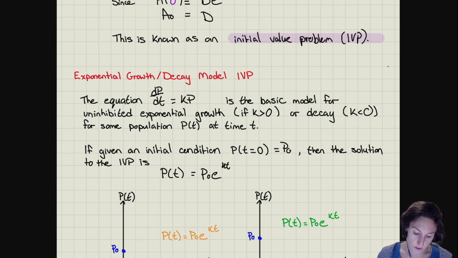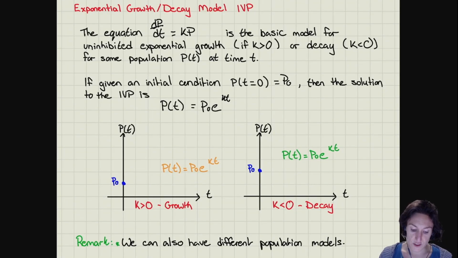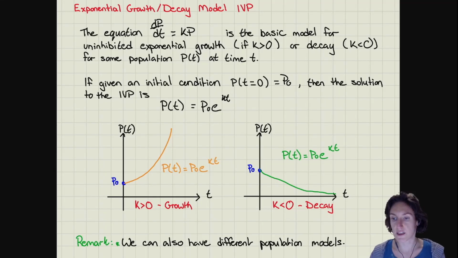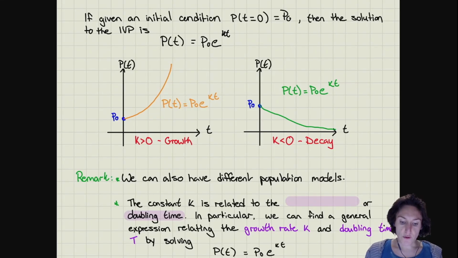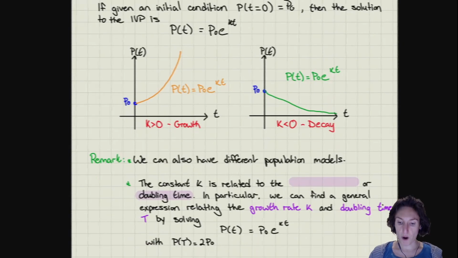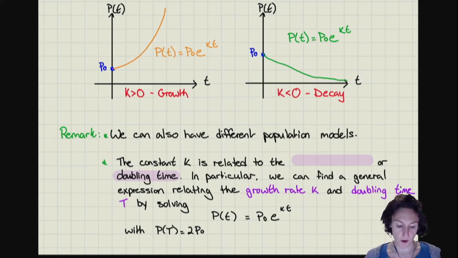So if we have exponential growth, an exponential function looks something like this, where I'm starting at the population P naught. Exponential decay, starting at the population P naught, would look something like this. Population decay goes to 0. Okay, so that's the general problem for exponential growth and decay. There are also other models for population growth and decay, but this is the simplest one.